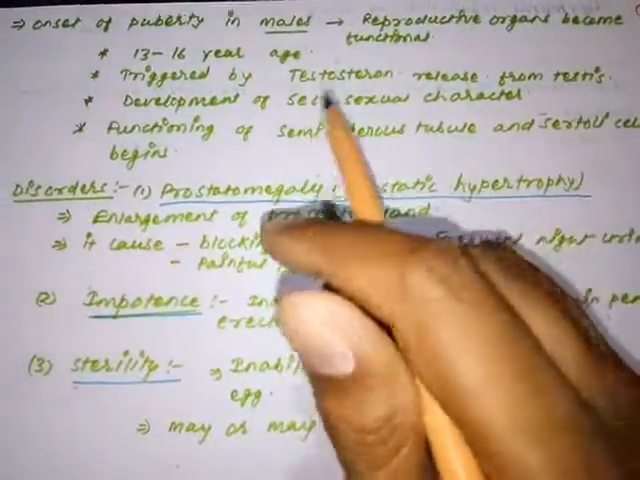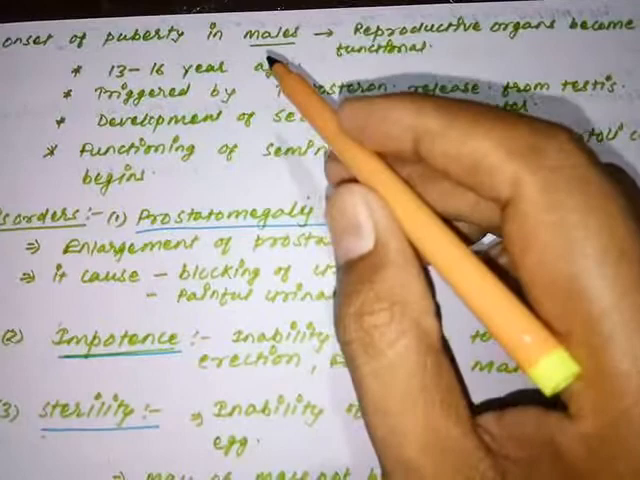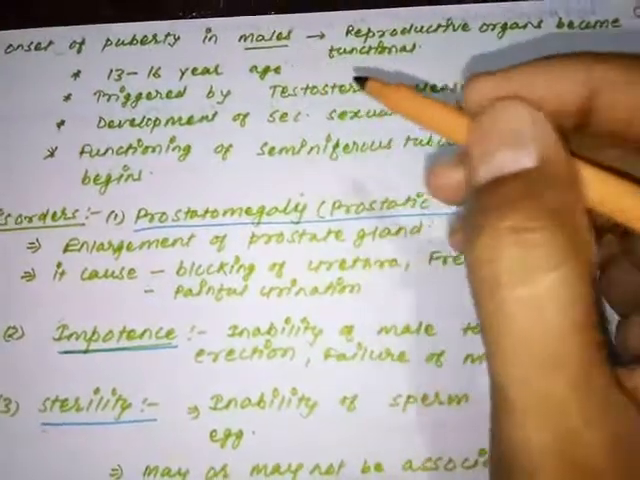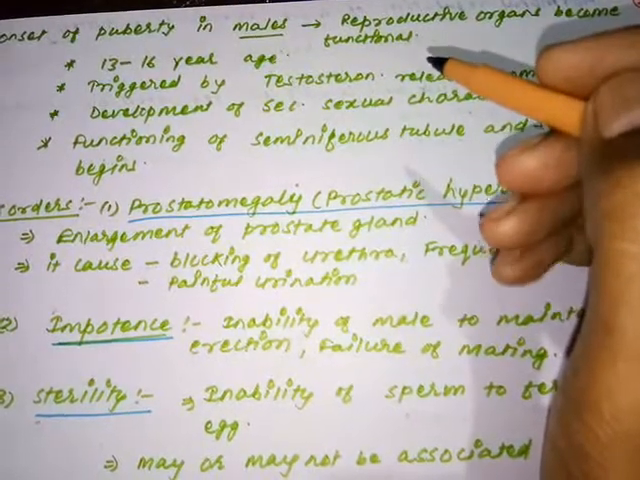Now moving on to some more concepts of the male reproductive system. In the male reproductive system, first of all, the onset of puberty. Puberty means what? Puberty is a state of the body, of the reproductive structures, when they start functioning.